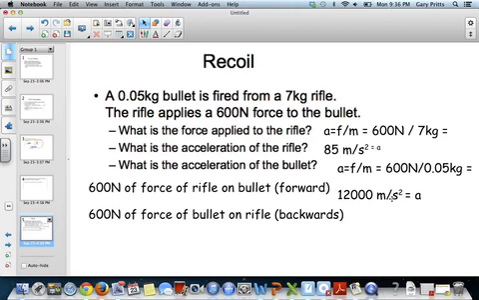Even though the forces are equal, the forces on the rifle and the bullet are equal, the accelerations are not the same because the masses are not the same.